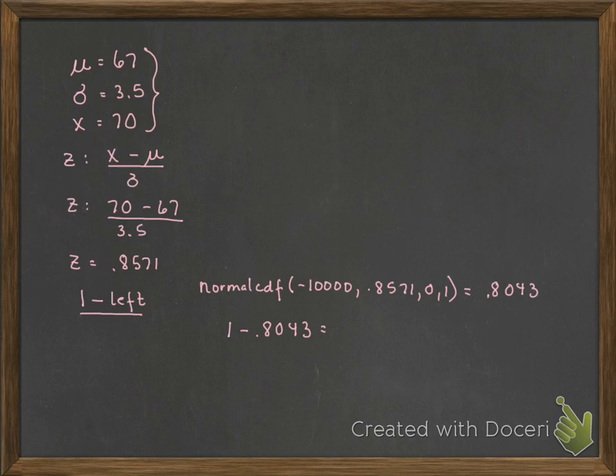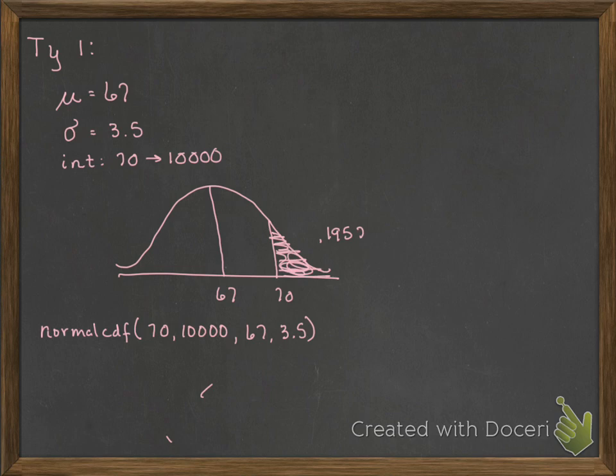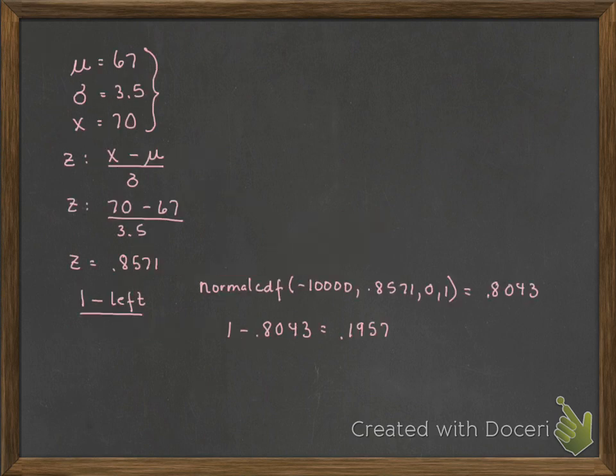So 1 minus 0.8043 is 0.1957. And that is what we got when we just entered in the raw score method. Okay, and again, I apologize, but it's a good thing I made that mistake, so you won't. I planned that. Now, example 2.